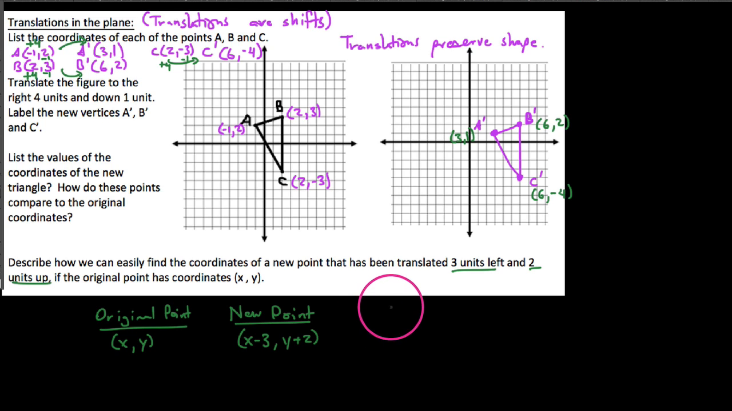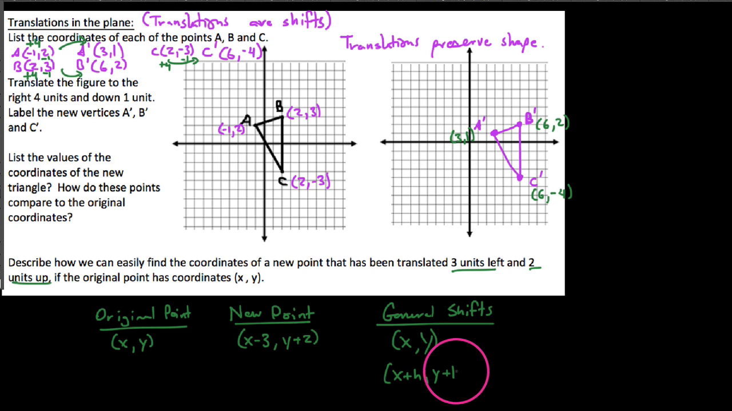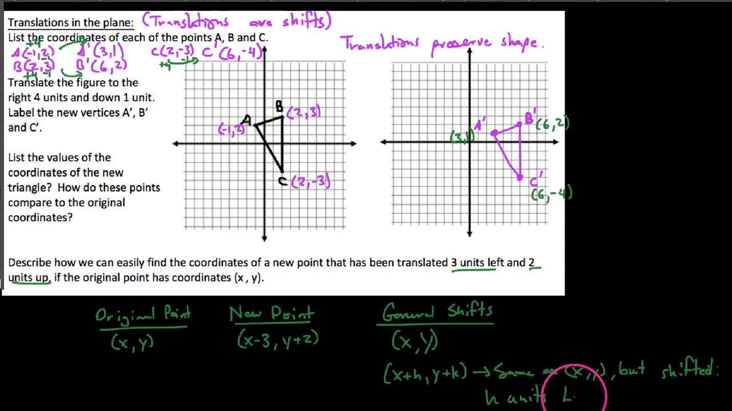So generally speaking, let's say general shifts: given any point x, y, we're going to say x + h and y + k. This is the same as x, y but shifted h units left or right, and k units up or down.